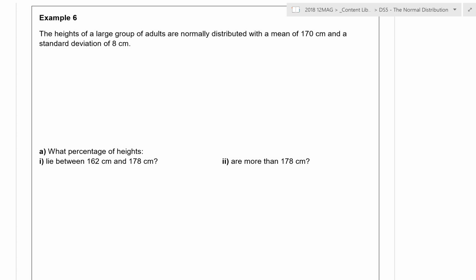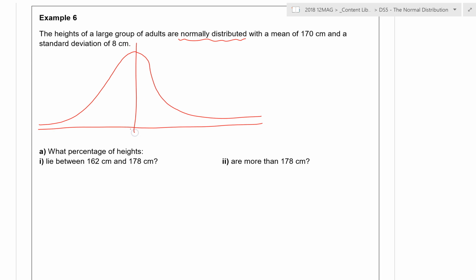The heights of a large group of adults are normally distributed. See this, normally distributed? That means that I can put them on the curve. A mean of 170 and standard deviation of 8. Let's do this. My curve is going to look a bit like this. There's my mean, which is at 170. Plus 1 standard deviation is going to be 178, and down here, 162. That's 1 standard deviation either side.